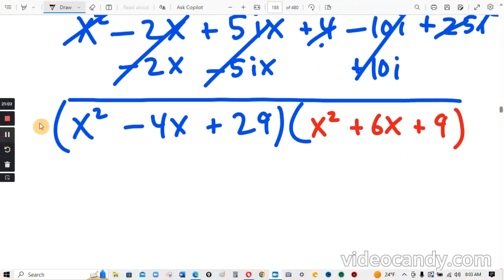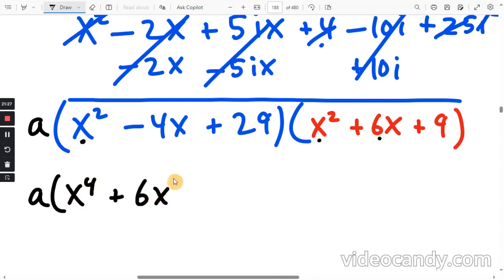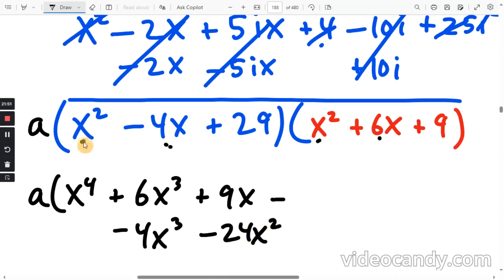Now remember, we're supposed to use a coefficient a that makes all of these coefficients integers, okay? But we already have that. So once we multiply this out, we should be okay. I'm going to keep the a. Finally, x squared times x squared is x to the fourth. X squared times 6x is 6x to the third. X squared times 9 is 9x squared. Negative 4x times x squared is negative 4x to the third. Negative 4x times 6x is negative 24x squared. Negative 4x times positive 9 is negative 36x.